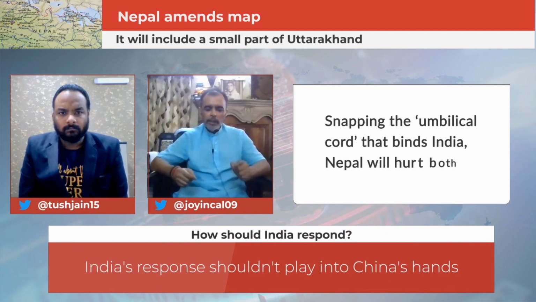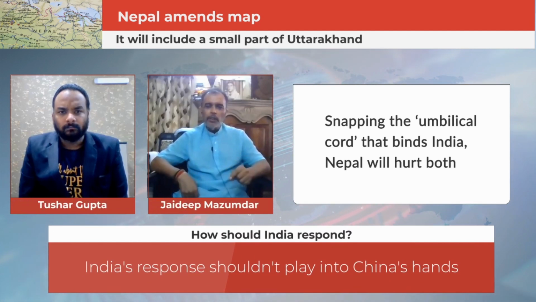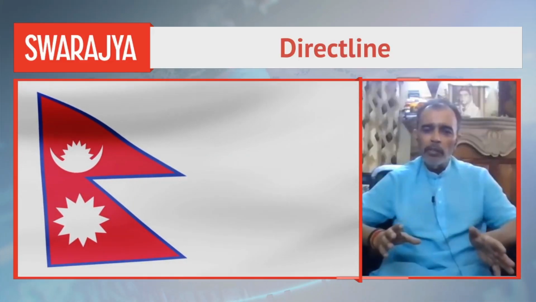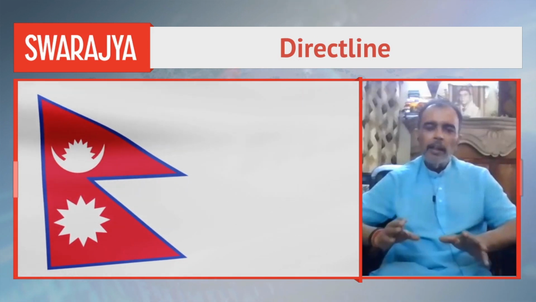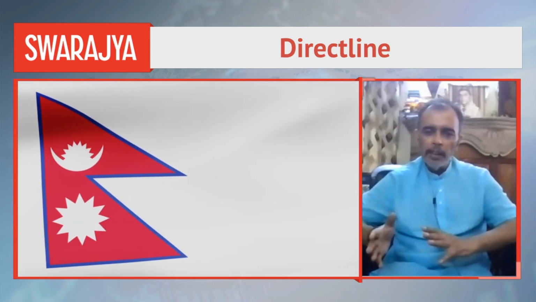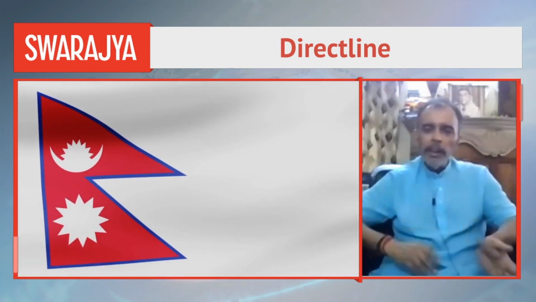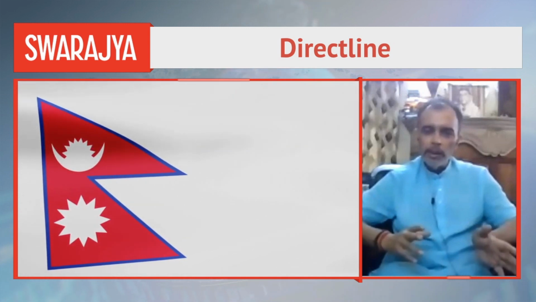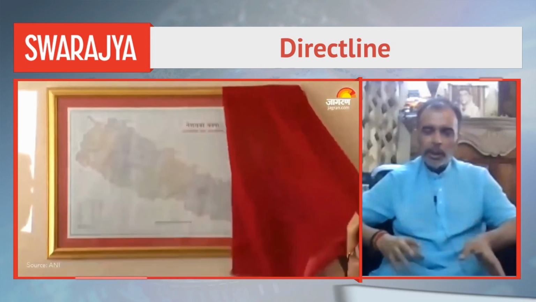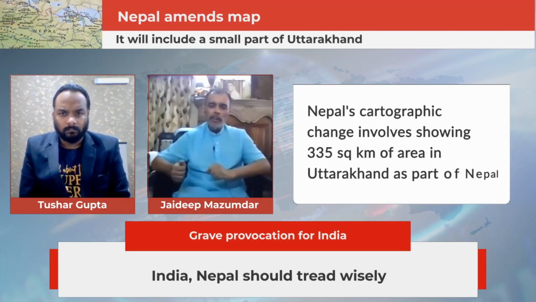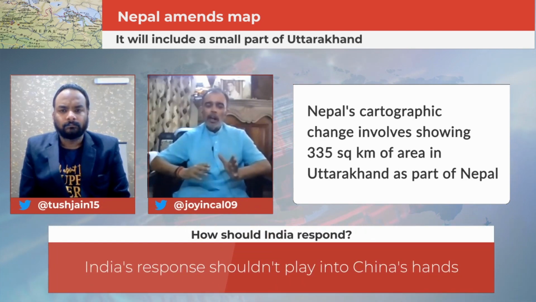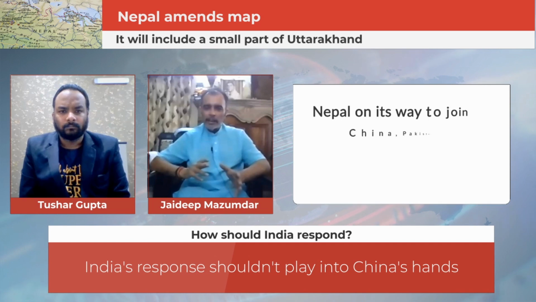To take you back a little bit, there's the 1816 Treaty of Sigauli, which ended the Anglo-Nepal War of 1814 to 1816. Under that treaty, all areas west of Kali River would be British India's, and all areas east of Kali River would be Nepal's. Now, the dispute is over where Kali River is.